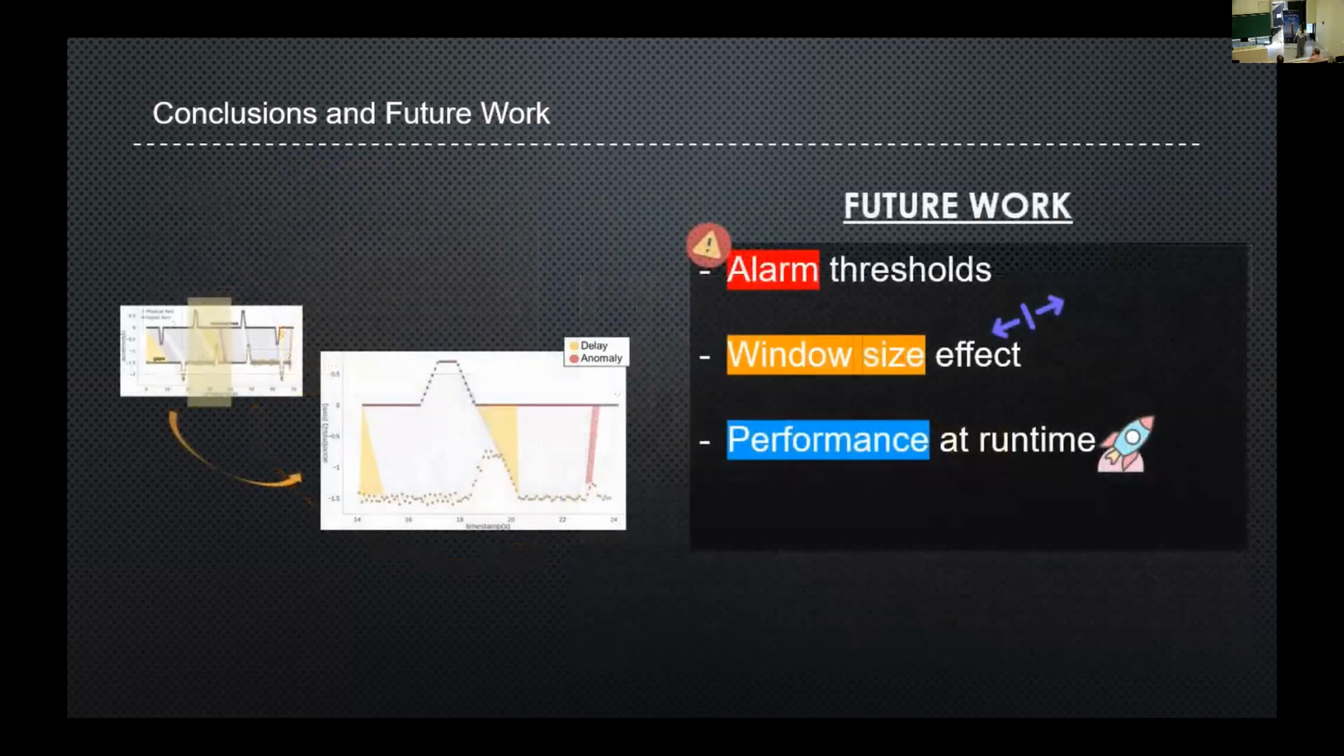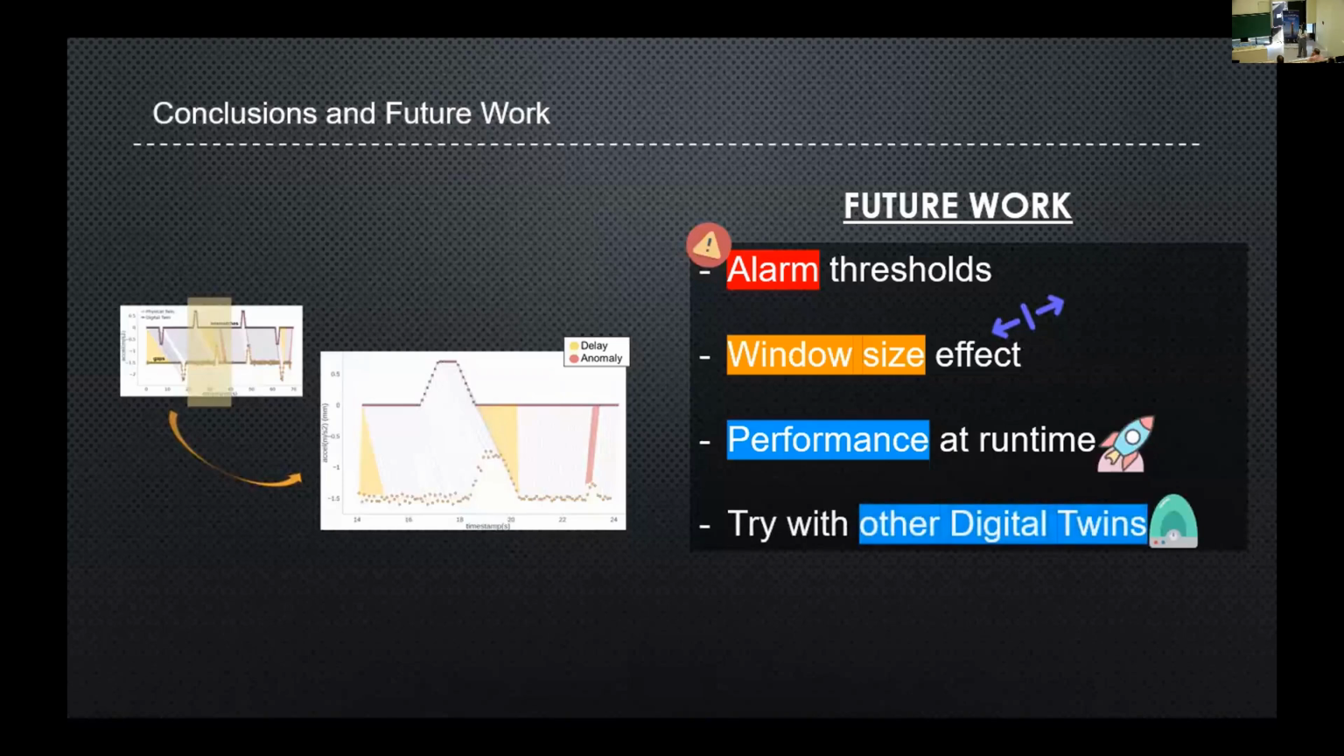So what is there for the future work? Well, we want to define some alarm thresholds just to automatically determine if we have an anomaly. We want to play with the window size, because in these examples we are using 100 snapshots, but we could have a wider window or even a narrower one. We want to check performance and runtime to check if it is feasible, and we finally want to try with all the digital twins.